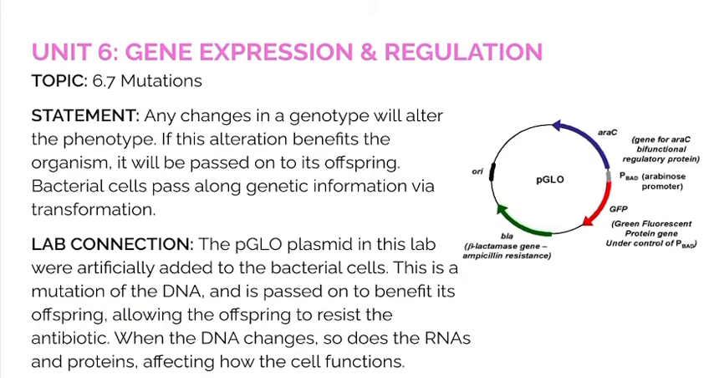So in the pGLO lab, the pGLO plasmid was artificially added to the bacterial cells, so it was basically like a mutation to the cells. However, this mutation benefited the bacterial cells because it allowed them to be resistant to the antibiotic and survive. So they kept growing.